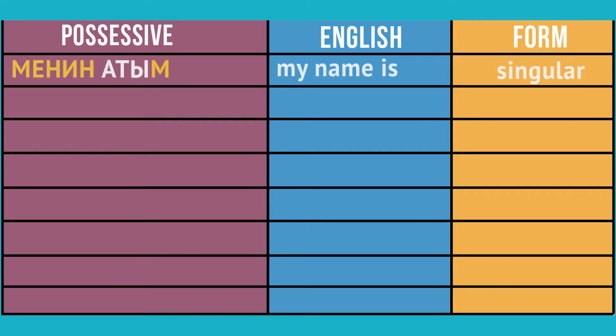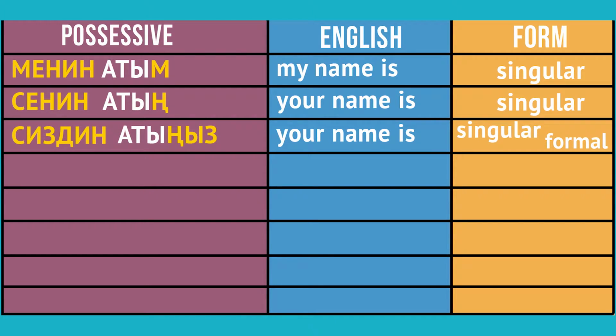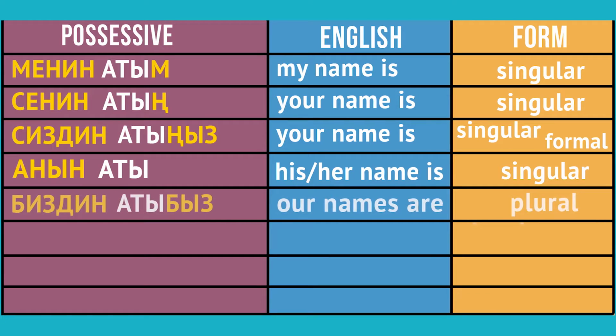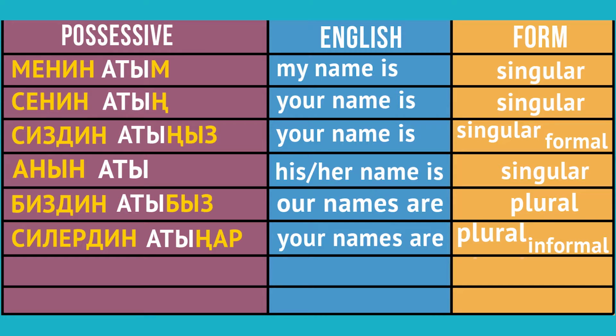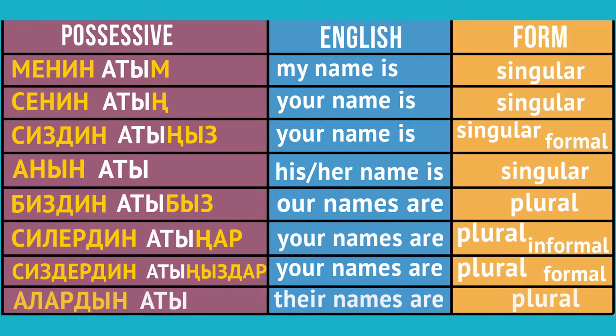Now let's apply what we learned and see how to say my name, your name, etc. Menin atım, senin atın, sizdin atınız, anın atı, bizdin atыбыз, silerdin atыңар, sizderdin atыңыздар, alardın atı.